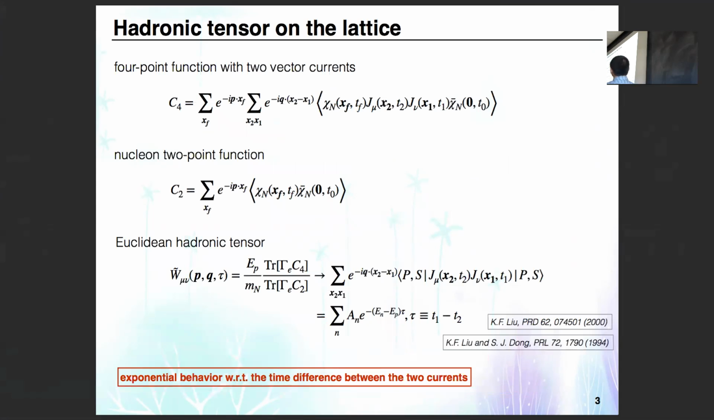To do so, we need to calculate this four-point function on the lattice, which is two currents inserted between the nuclear interpolating fields, and this is the normal two-point function of the nucleon. We define what we call the Euclidean hadronic tensor as the ratio of the four-point function and the two-point function. After we insert some intermediate states, we can show that this Euclidean hadronic tensor is actually a function of tau, which is the time difference between the two currents.